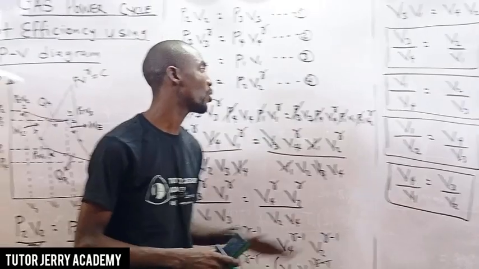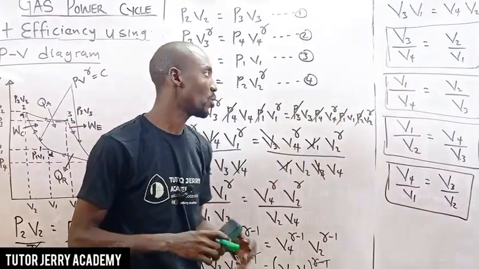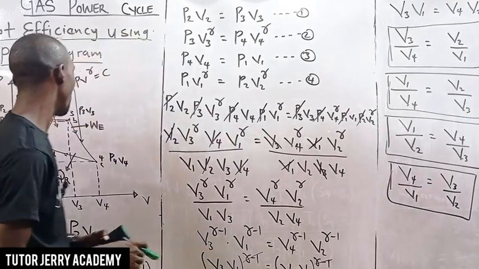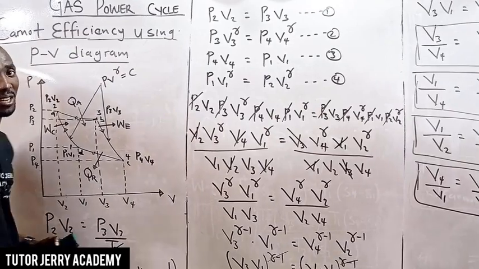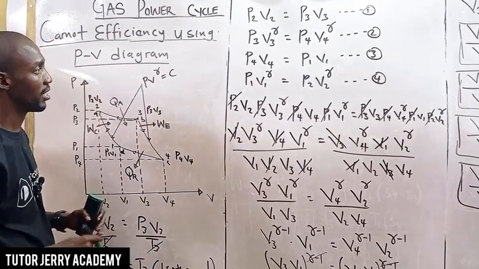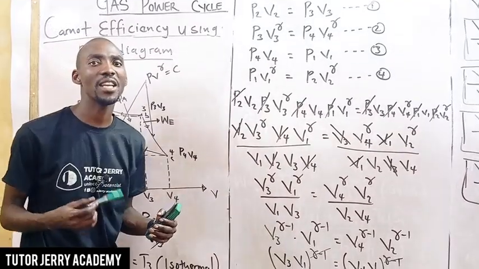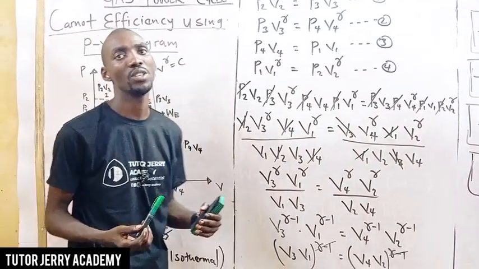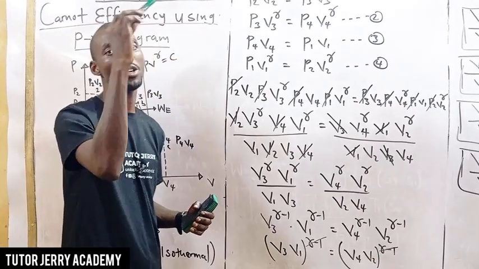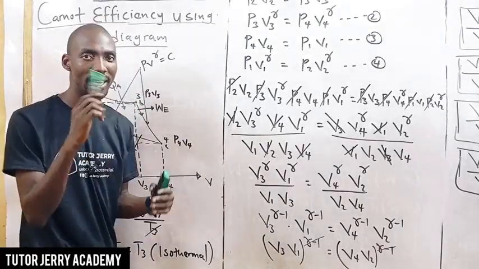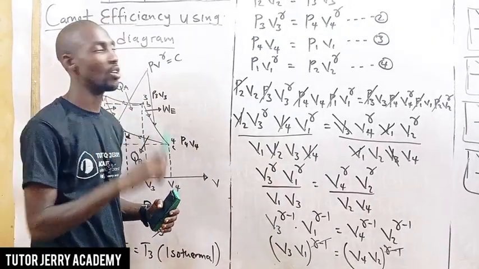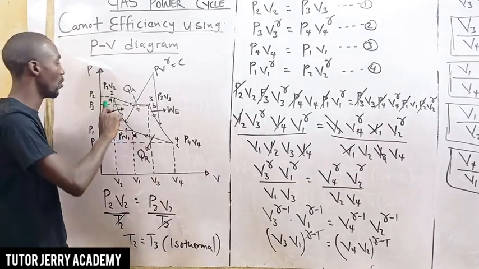So the next thing we are going to be doing, we have established this part. Now we are going to be going for the efficiency. We are going to be calculating the efficiency. We know that the Carnot efficiency is equal to the work done all over the heat supply. So here we are going to be using the work net all over the heat supply. We want to calculate the work net.